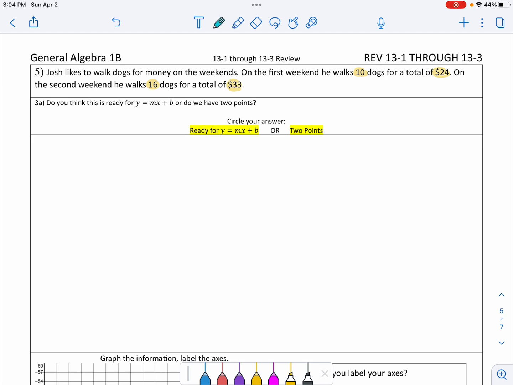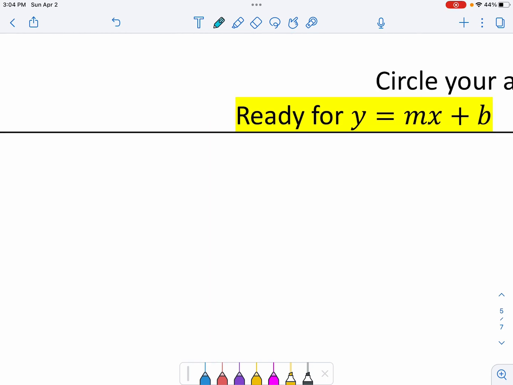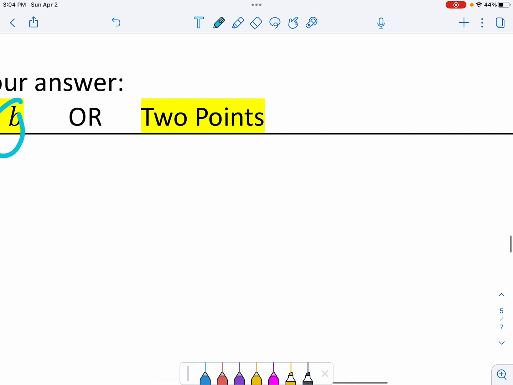Now I have a question. How many numbers did you read? Look at my highlights. I'm going to say 4 then. That's right. Now, he hasn't been prepped for this. Do you think that's ready for y equals mx plus b, because you were given a slope and an intercept? Or do you think instead that was 2 given points? I'm going to go with 2 given points.